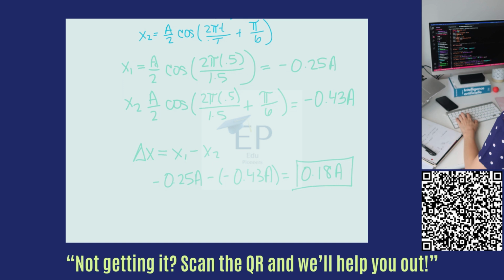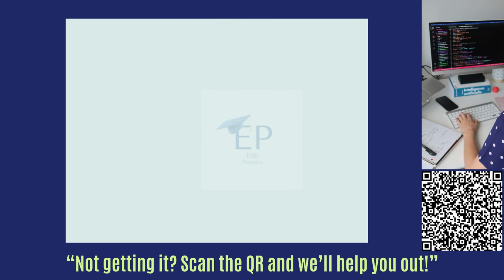Okay, now for part B, they are asking whether or not the two particles are moving in the same direction, if they're towards each other or away from each other. So for this, we need to look at our velocity equation, where velocity equals negative omega times amplitude sine of omega t plus phi.